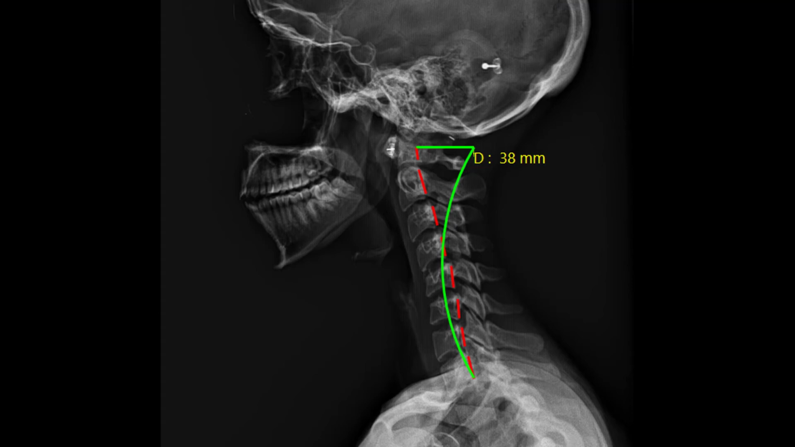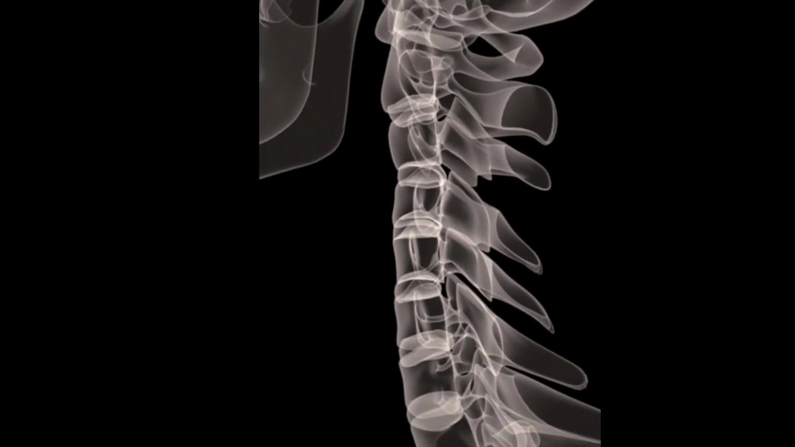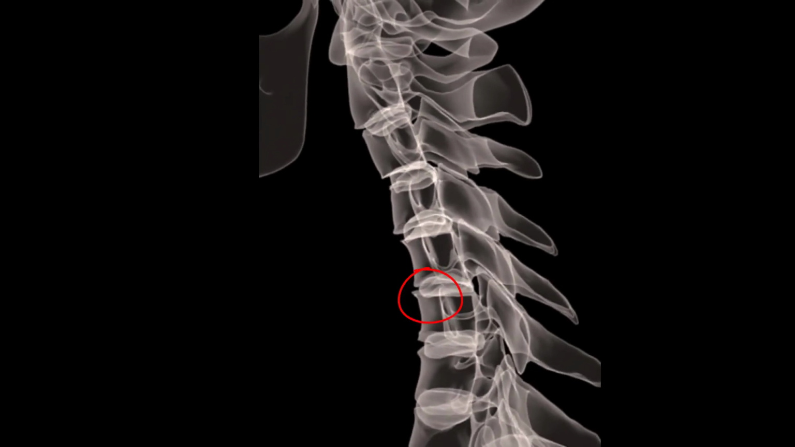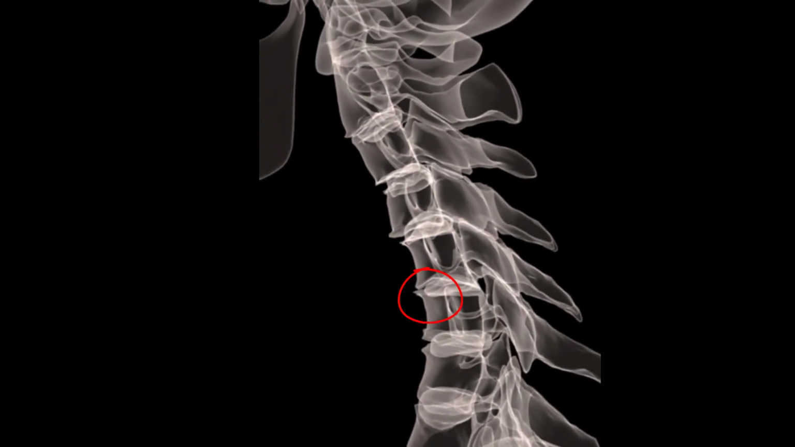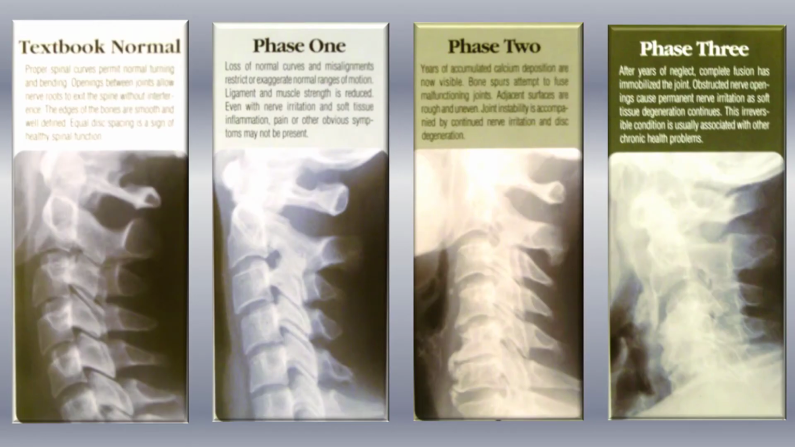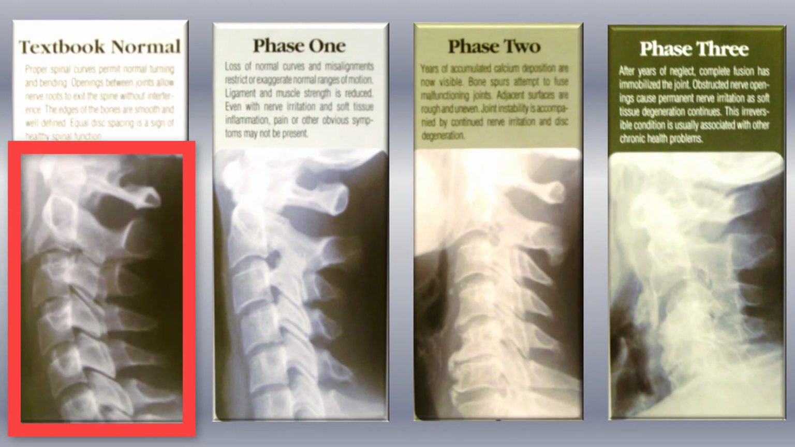Another reason that a lack of curvature in the neck is a problem is that as your neck bends forward, it puts more strain on the front of the disc here. And when this occurs, it can cause the disc to wear out faster and deteriorate. I'm going to show you what the progression of this deterioration looks like. This again is a normal neck and wide healthy discs.